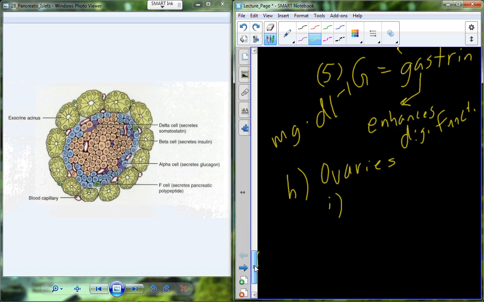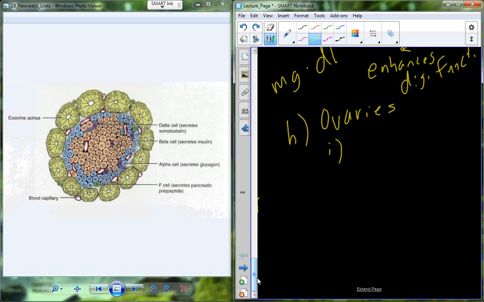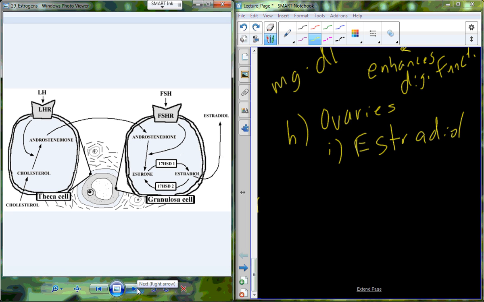All right. The ovaries, again, a female reproductive endocrine gland, produce an estrogen called estradiol. In particular, it's 17-beta estradiol. And what you can see going on here is we have two types of cells that are going to be found in the ovarian tissue, granulosa cells and thecal cells. Cholesterol is biochemically converted into androstenedione when luteinizing hormone binds to the luteinizing hormone receptor. Where's luteinizing hormone coming from, by the way?